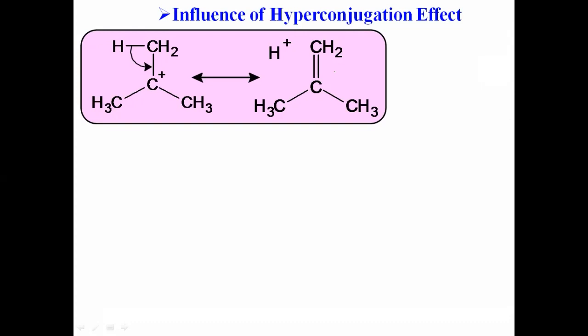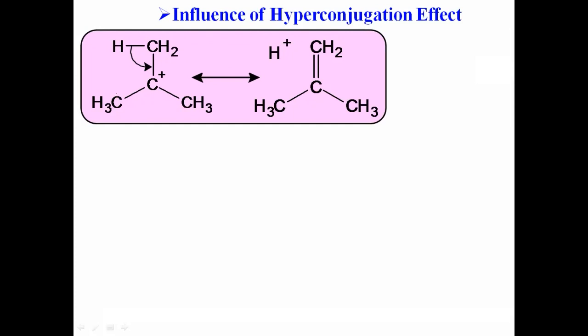How many hyperconjugation structures are possible? There is a release of electrons from this C-H bond. Now this carbon again has two more C-H bonds. Also, there is a release of electrons from that another C-H bond, and we get another hyperconjugation structure.